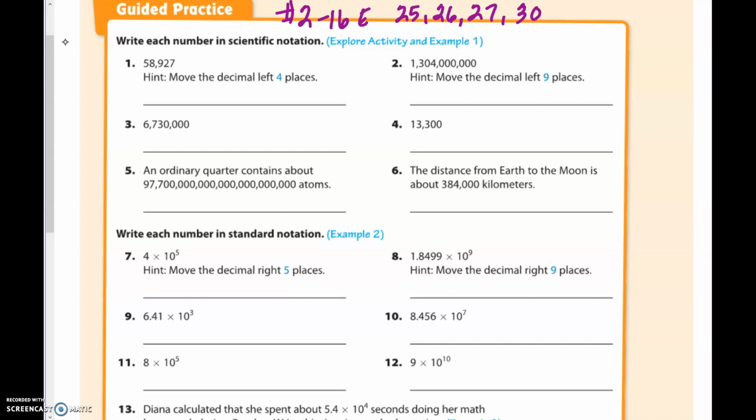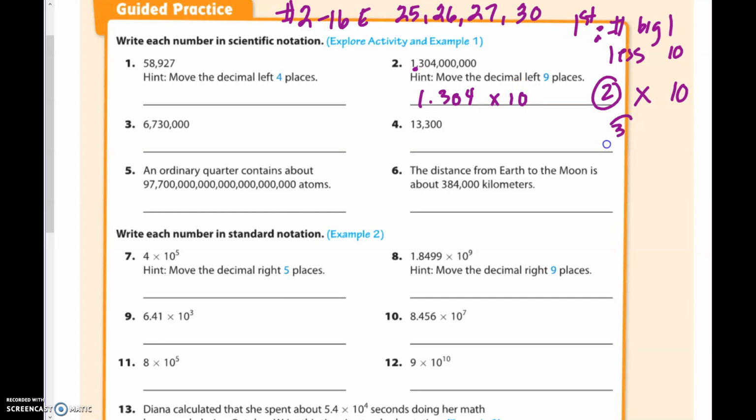What I do with scientific notation, if I have to put a number in scientific notation, the first thing you need to do is find a number bigger than 1 and less than 10. That's my first job. So in this big number, 1,304,000,000, I am going to put my decimal right here between the 1 and the 3. So it becomes 1.304. The second thing I need to do is write times 10.